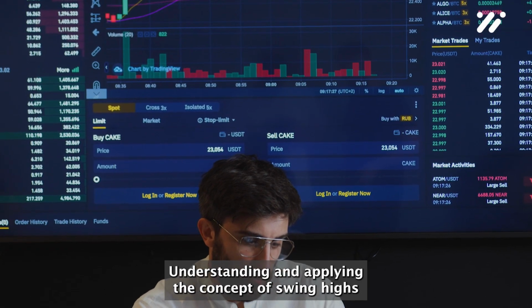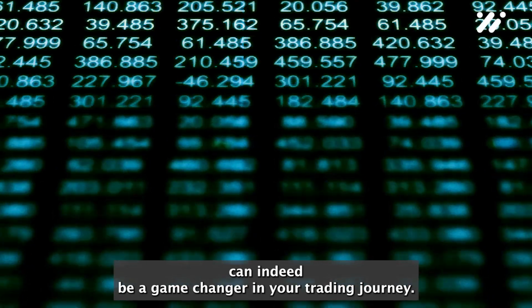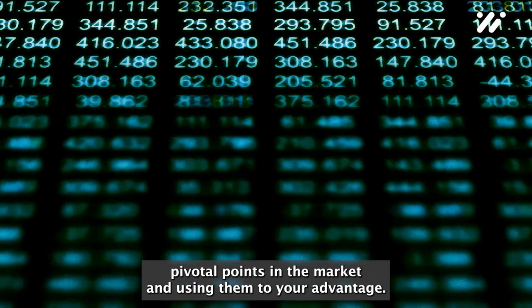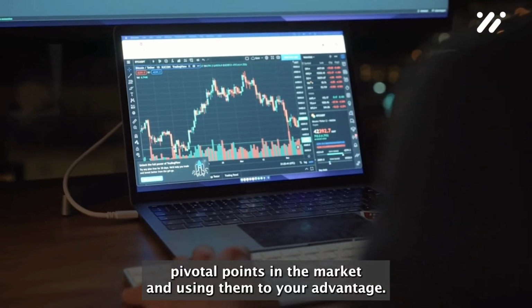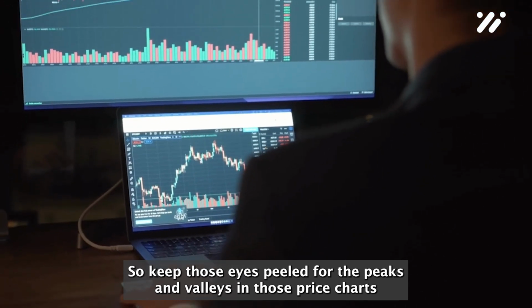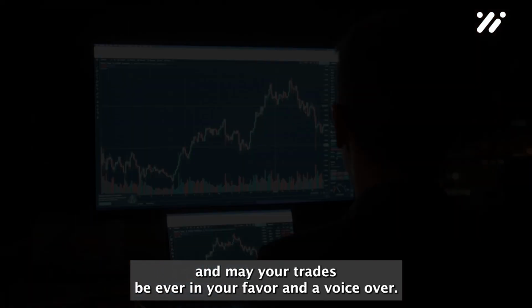Understanding and applying the concept of swing highs can indeed be a game changer in your trading journey. It's all about spotting these pivotal points in the market and using them to your advantage. So keep those eyes peeled for the peaks and valleys in those price charts, and may your trades be ever in your favor.